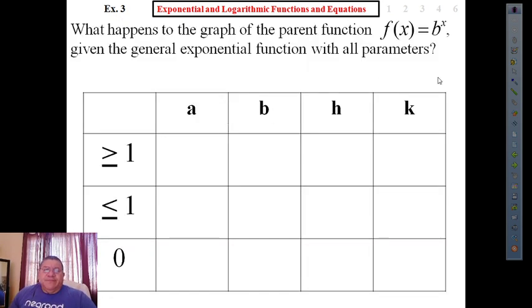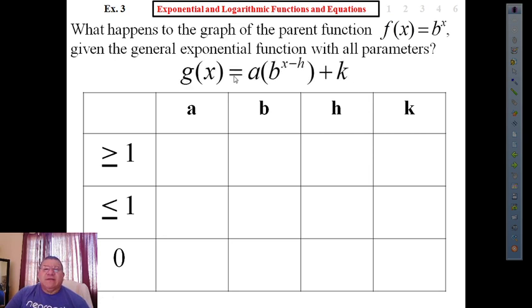I do want you to copy this table. Example number 3, it says, what happens to the graph of the parent function f of x equals b to the x power given the general exponential function with all parameters? And the general exponential function is g of x equals a times b to the x minus h power, close parentheses, plus k. And then you copy this table, a, b, h, and k, which are all the parameters.